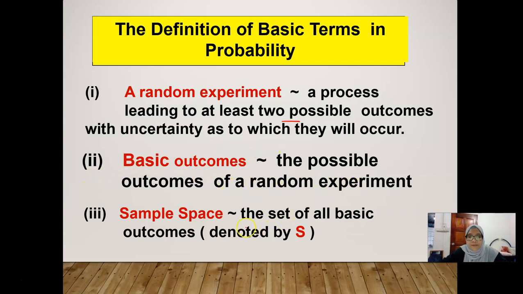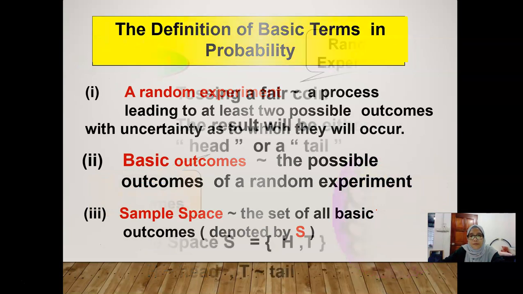Sample space is the set of all basic outcomes. For example, in this situation, my sample space is blue, black, and gray. We denote it as S, so I will just have blue, gray, and black. So this is my sample space.